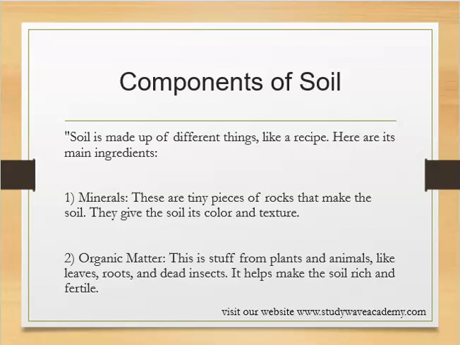So as a new plant is growing and one is getting dead or dying rather, it gives nutrients to the ground. It turns to nutrients and makes the soil rich for other plants to also become fertile. So it's just like a circle. The stuff from plants and animals, leaves, roots, helps the soil be rich and fertile.